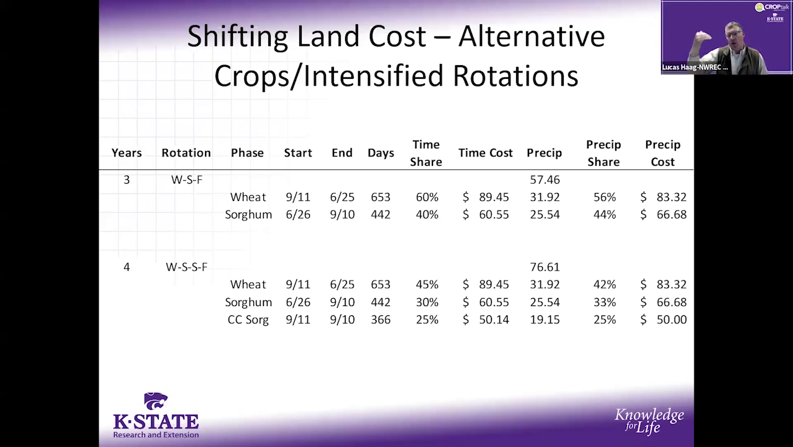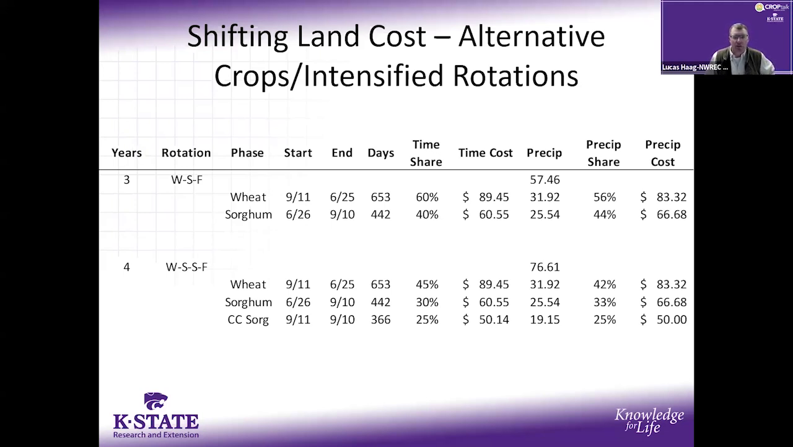And so if we partition our land charge or our cash rent out based on when the crops in the rotation are actually using or have access to that water, maybe that's a little more fair way to think about our budgets. And so that's kind of what I'm doing as an example here. Here's wheat sorghum fallow versus wheat sorghum fallow.